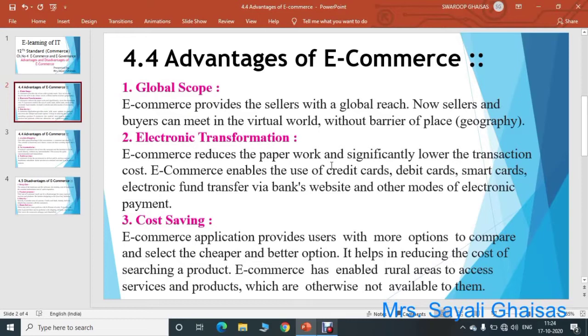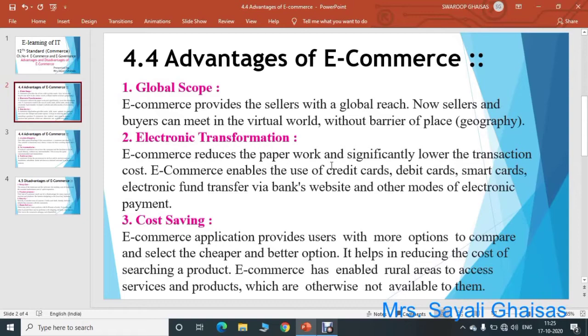So in this way, a user can make a payment by using different ways like credit card payment, debit card payment, smart cards, electronic fund transfer with some bank's website, and in this way they can pay the amount to a seller. So by implementing such electronic devices, paperwork has reduced, and that's why it also lowers down the transaction cost. So that is about electronic transformation, the second advantage of e-commerce.